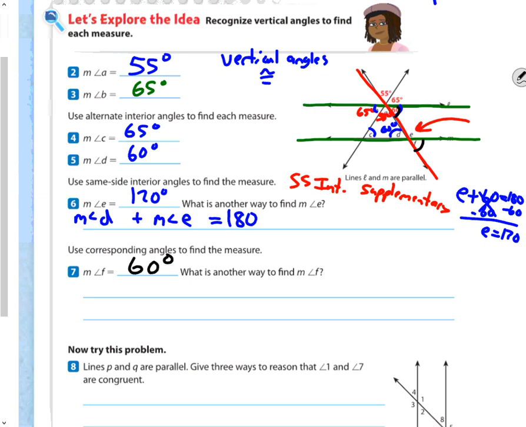But you might look at this and say, I know F is 60 degrees a different way. Well, what is that way? If you look right here, it's a vertical angle to D. F and D are vertical angles, so angle F and angle D are vertical angles, and they are congruent then. All right? All right, go to number 8.